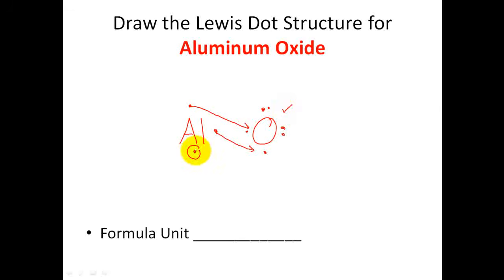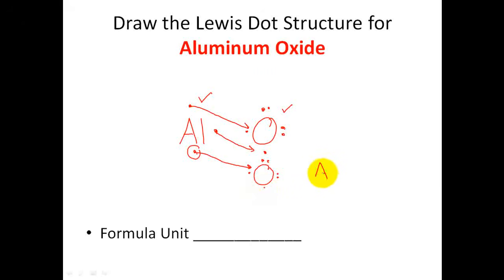But I still need to get rid of my other aluminum. My other aluminum's electron still needs to go somewhere, so I'm going to make another oxygen. Let's draw it. 1, 2, 3, 4, 5, 6. I'm going to lose aluminum's last electron right to there. This aluminum is done. The electron cloud on the valence shell has been emptied. But I do have an issue. I still have another oxygen that needs 1 more electron.